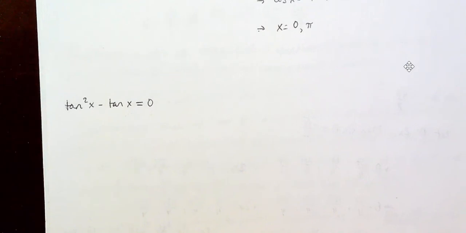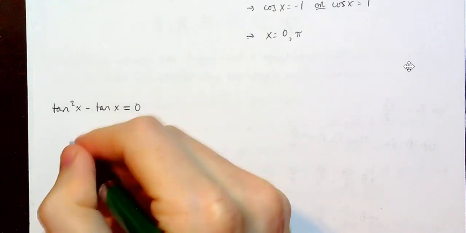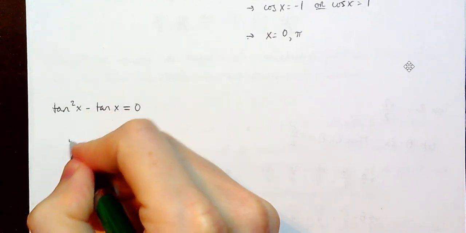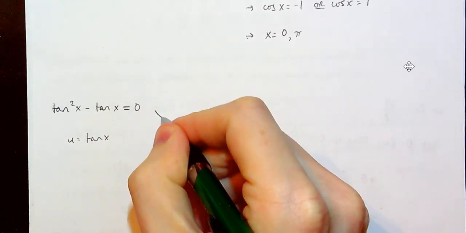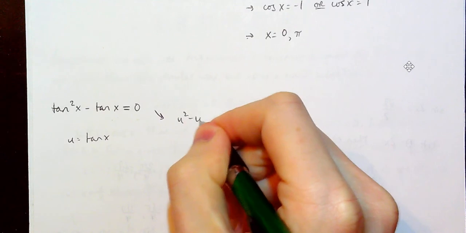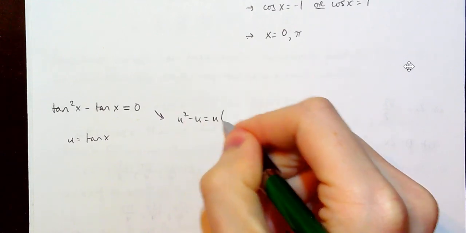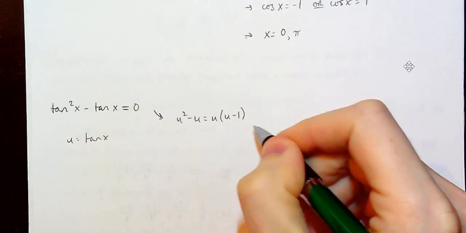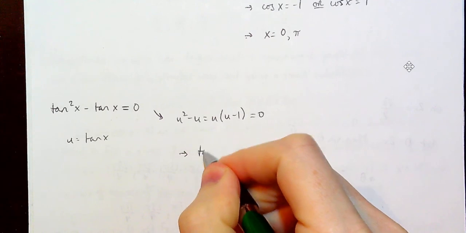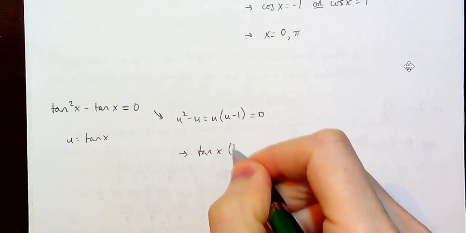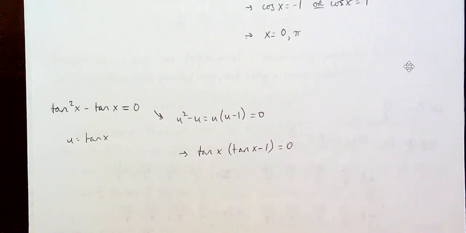All right, so let's see how we get to the correct answer. I'm going to make the substitution. I'm going to let u be tan x. Then this thing becomes u squared minus u, or pulling out the common factor of u, u times u minus 1 is equal to 0. So this means tan x times tan x minus 1 is equal to 0.